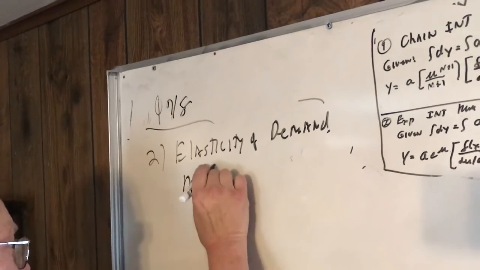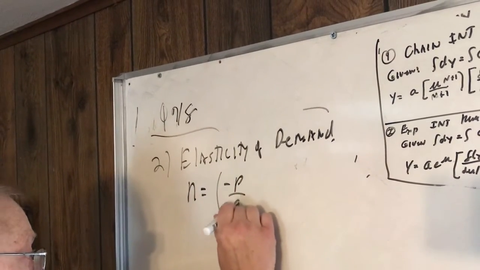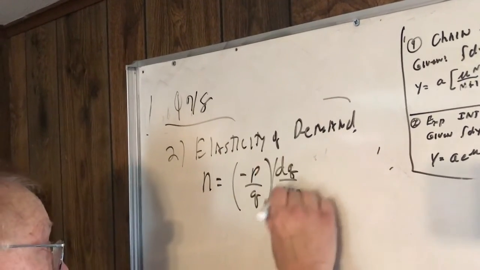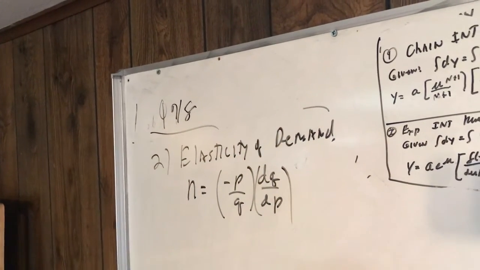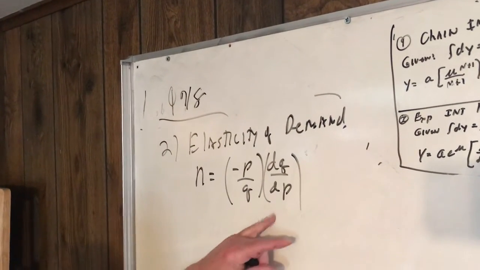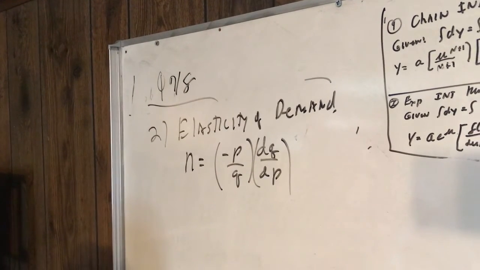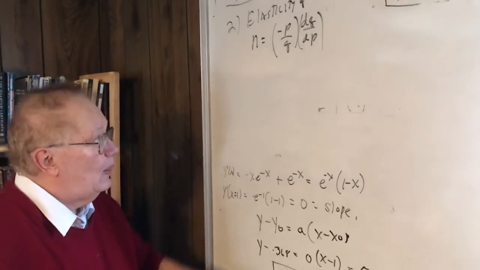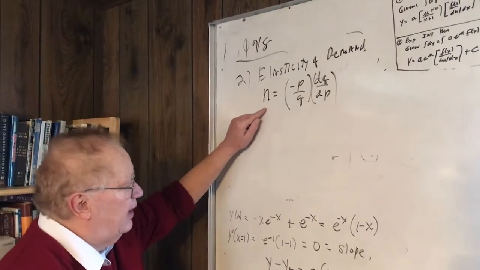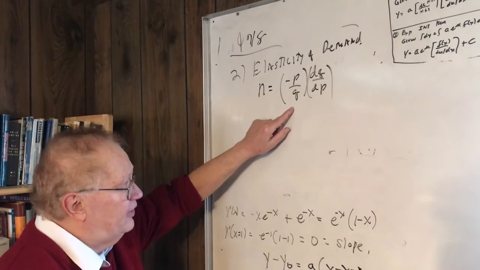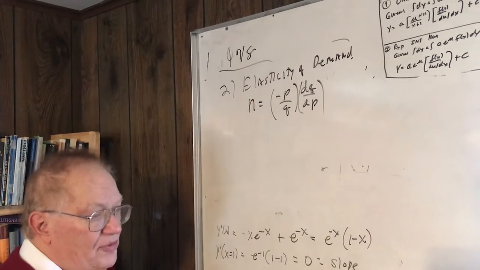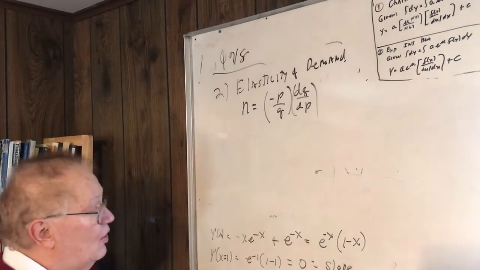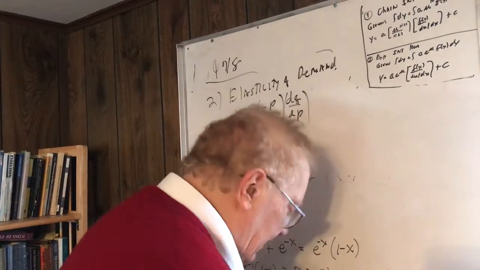Well, we have our equation here: minus P over Q times dq/dP. Now, I don't know why, but dq/dP is not the elasticity of demand. I had people solve for dq/dP and use that as the elasticity of demand. This is the elasticity, eta or n. In order to get elasticity, you have to do minus P over Q times dq/dP. dq/dP does not give you the elasticity of demand. I had a whole number of people just give that to me as the elasticity.